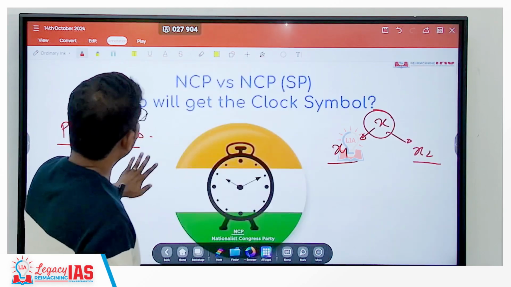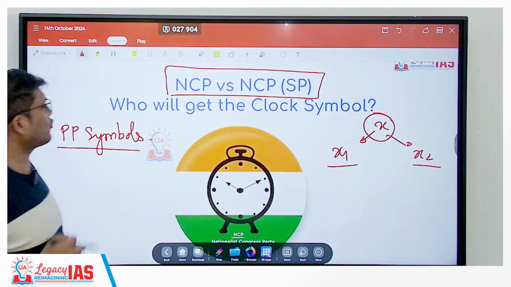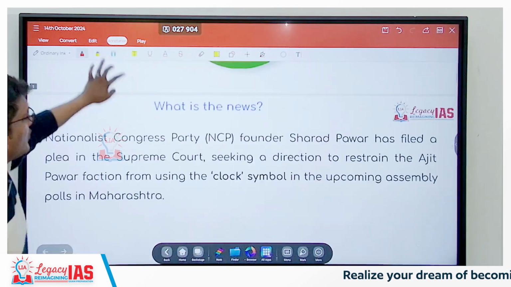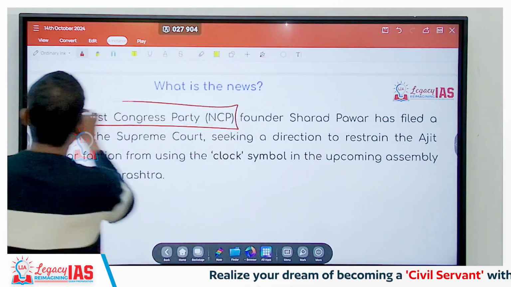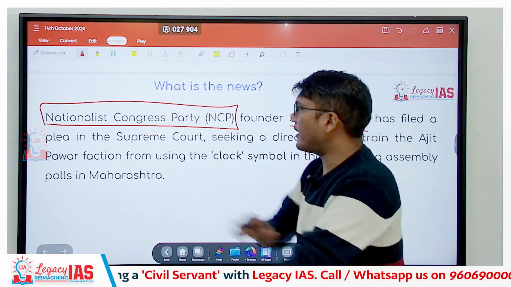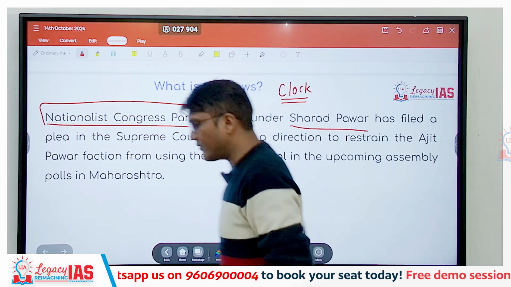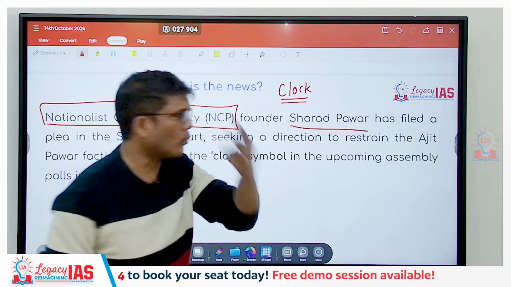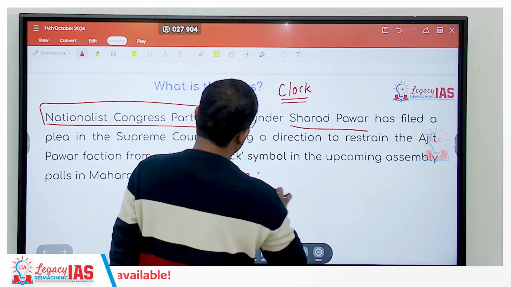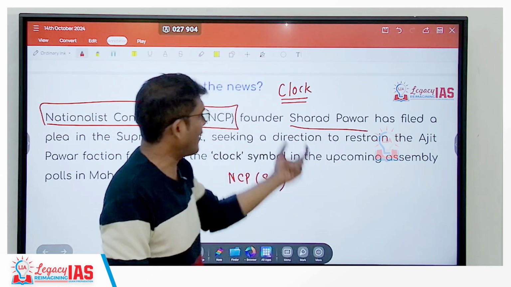Basically, the NCP and NCP SP tussle is going on with respect to the clock symbol. NCP is the Nationalist Congress Party founded by Mr. Sharad Pawar. This party NCP has the clock symbol. Now what has happened is this NCP has split into two. The other faction is now called NCP SP. SP stands for Sharad Pawar faction, the faction led by Sharad Pawar.